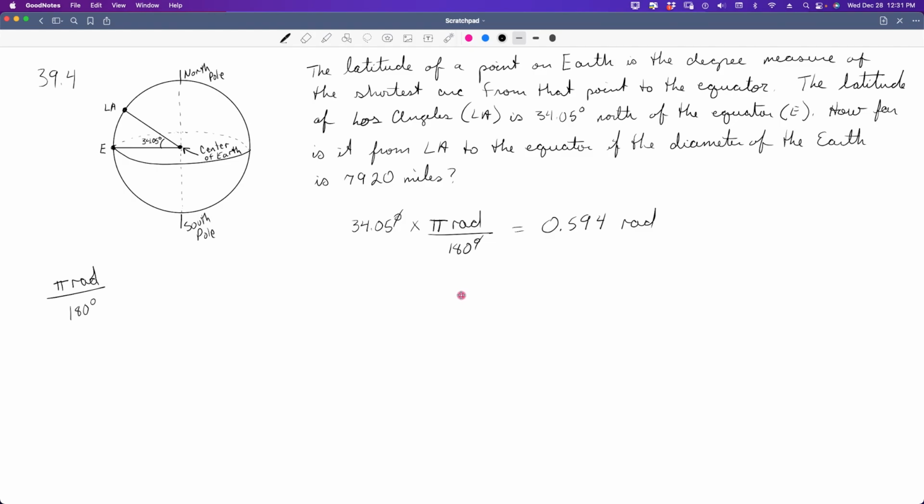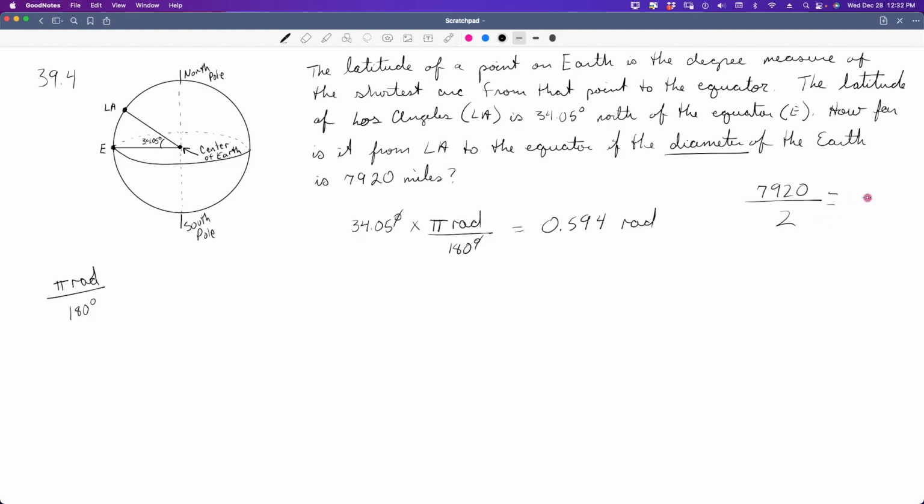Therefore, if the measure of the central angle were 1 radian, the distance from Los Angeles to the equator would be 1 radian times 3,960 miles. Why? Because 7,920 is the diameter. So a radian would be half of that because, you know, that's a radius, radian, right?